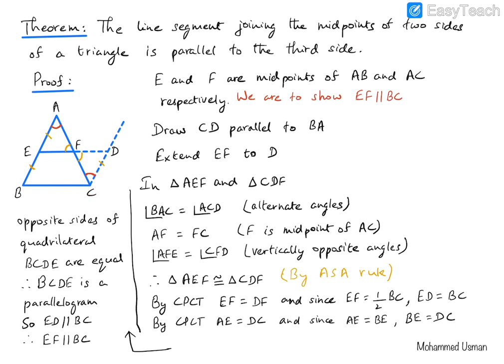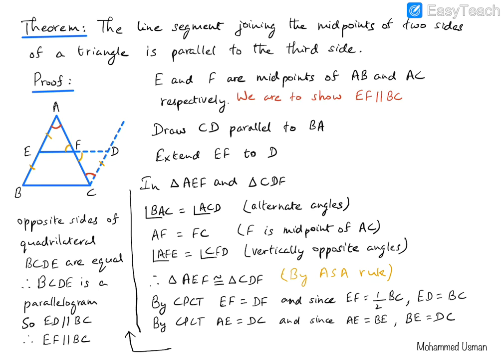So we have proved that the line segment joining the midpoints of two sides of the triangle is parallel to the third side of the triangle. So EF is parallel to BC. EF is the line segment joining the midpoints of AB and AC respectively. Okay? All right. Now we can state this theorem's converse statement, and then go on to prove the converse of this theorem as well.